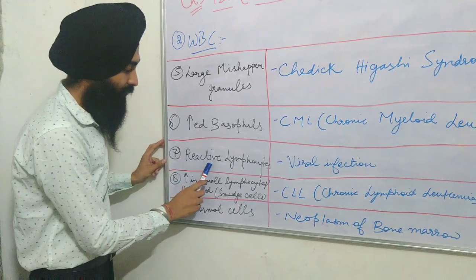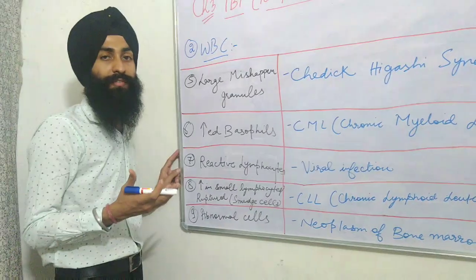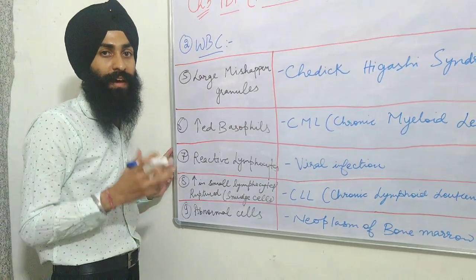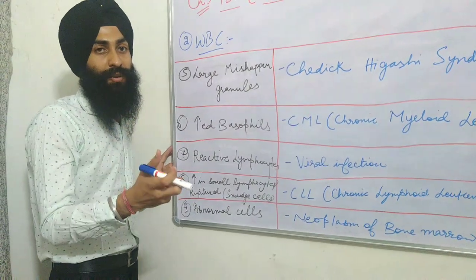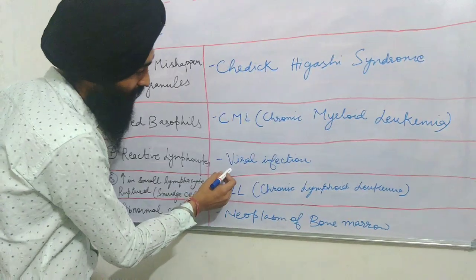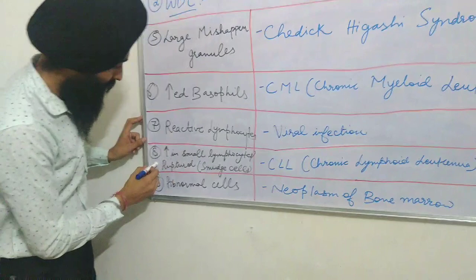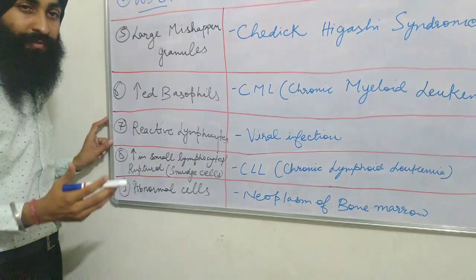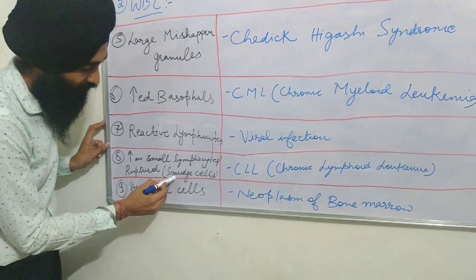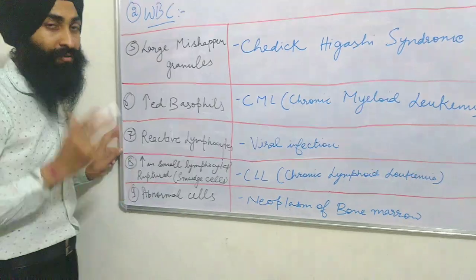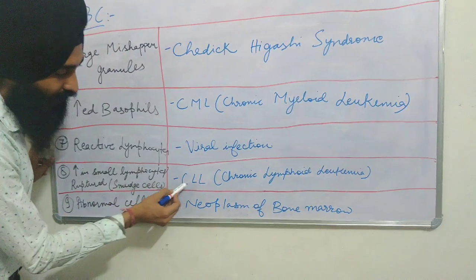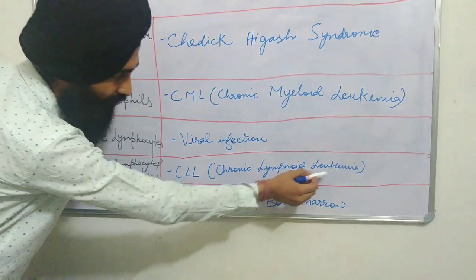Seventh one is reactive lymphocytes. Reactive lymphocytes are larger lymphocytes, even of the size of neutrophils, having condensed nuclear chromatin. They are found in viral infection. Eighth one is increased small lymphocytes or ruptured lymphocytes, and they form smudges. So they are called smudge cells. So they can be written as smudge cells. They are found in CLL. CLL is chronic lymphoid leukemia.